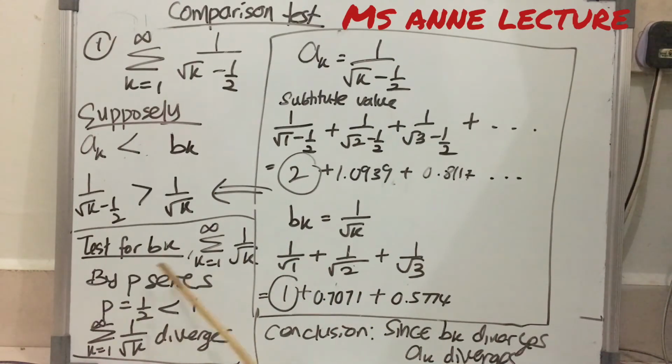Secondly, we have to test b_k, the summation of 1 over square root k. By using the p-series, the square root of k is k to the power of half, so p equal to half, which is less than 1. According to the p-series, the series diverges. So by the comparison test, since b_k, the larger series, diverges, a_k also diverges.